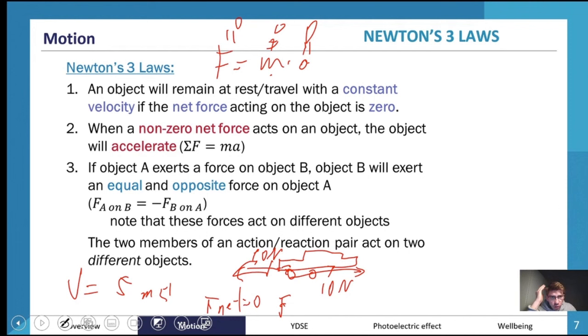When a non-zero net force acts on an object, the object will accelerate. So the idea here again is that if the net force is different from zero, then the object must be accelerating. Why? Because the mass is different from zero, and if the net force is different from zero, acceleration also has to be different from zero too.